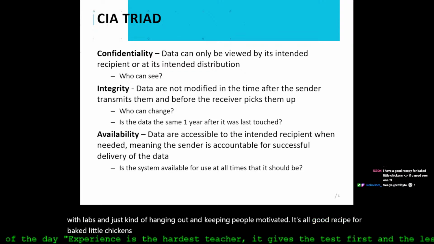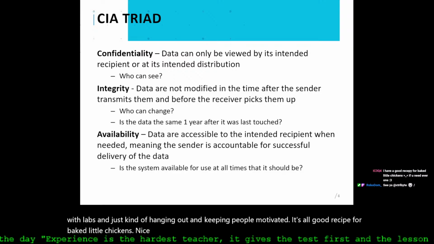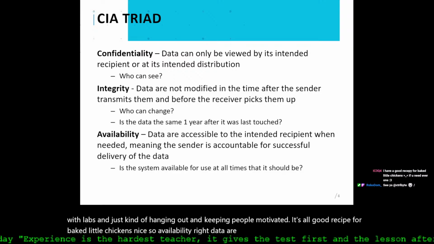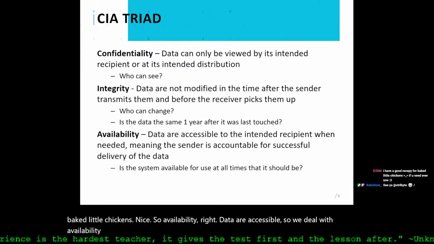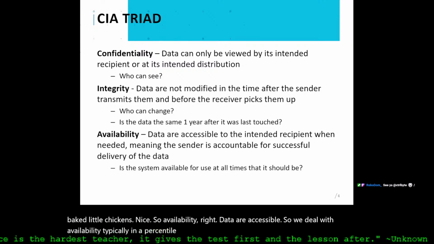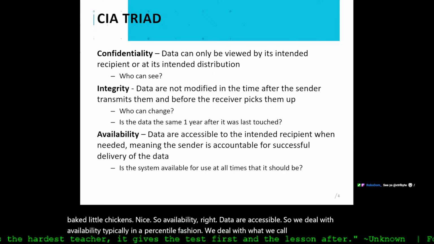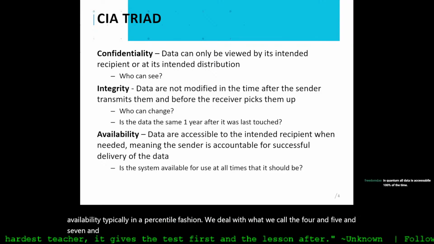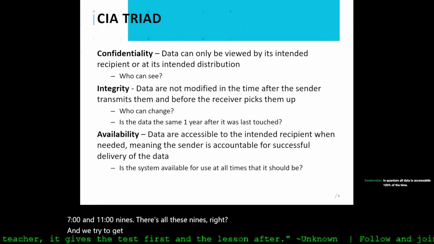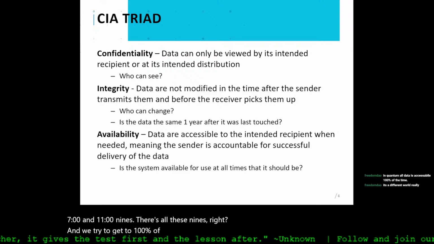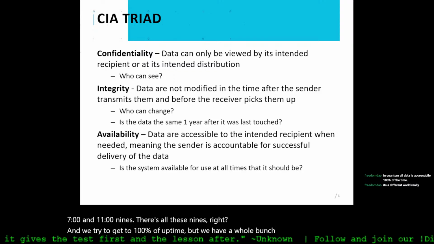Nice. So availability, right? Data are accessible. So we deal with availability typically in a percentile fashion. We deal with what we call the 4 and 5 and 7 and 11 nines. There's all these nines, right? And we try to get to 100% uptime, but we have a whole bunch of different types of nines.